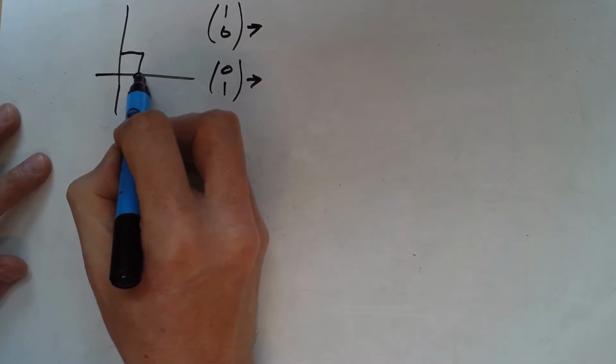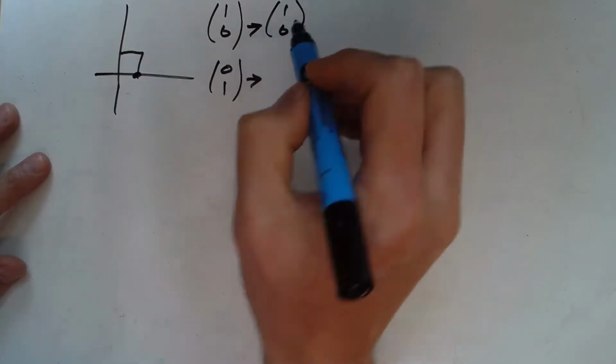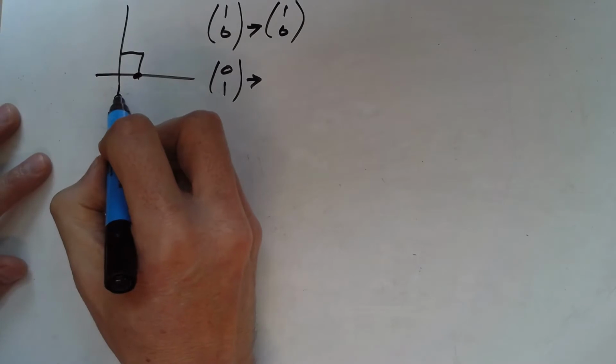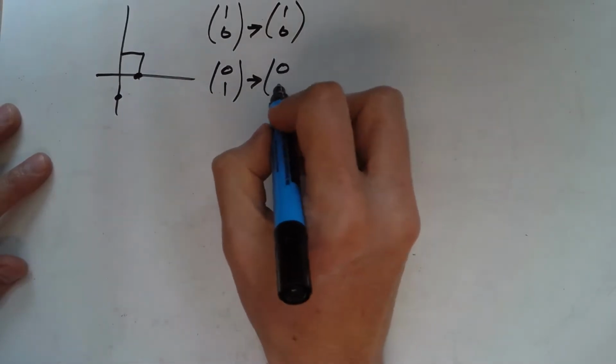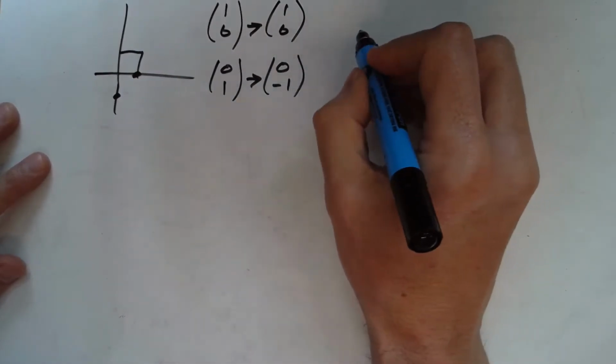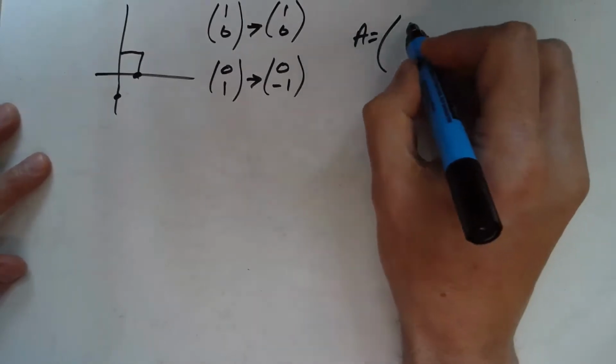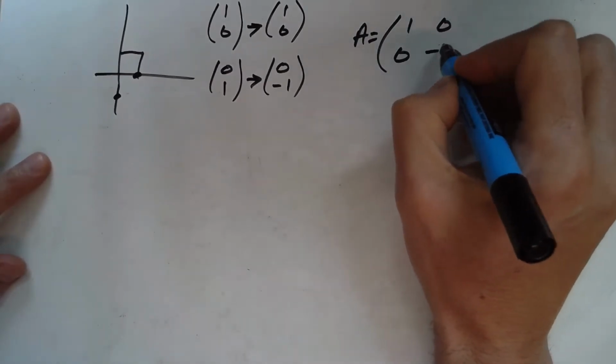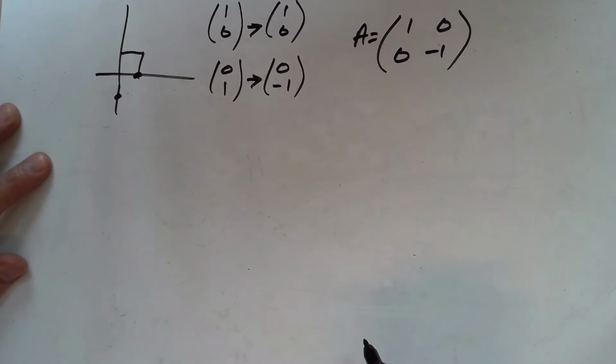(1, 0) here is going to stay in the same place. And (0, 1) here is going to go down to there. So that's going to go down to (0, -1). And so this matrix is (1, 0), (0, -1). There's matrix A.